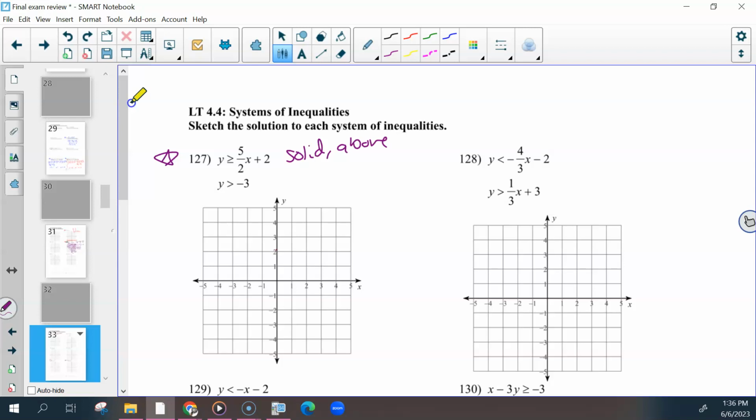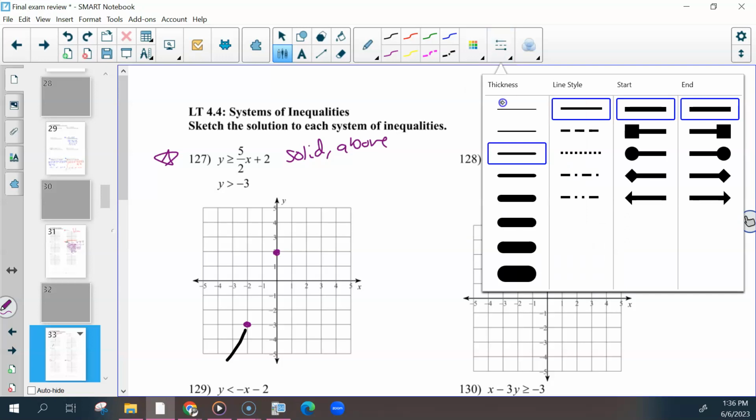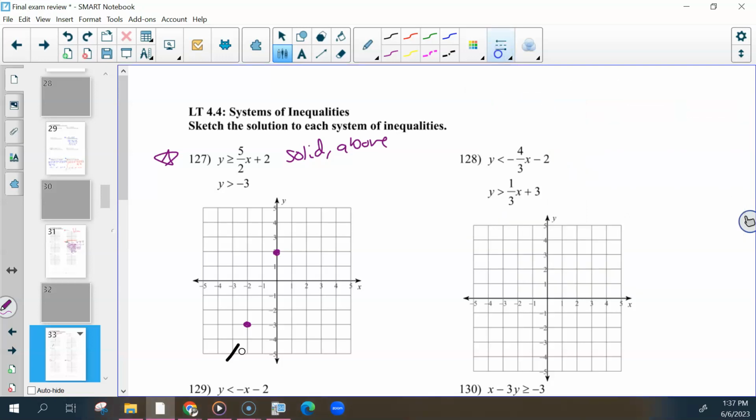Start that equation at 2. We can go up 5 to the right 2, or down 5 to the left 2. Draw a line that connects those two. And above that line, we could do the same thing, y-intercept, draw up and down arrow, up would be up to this area.